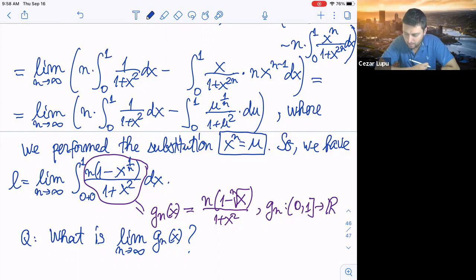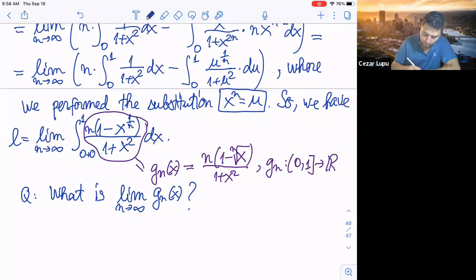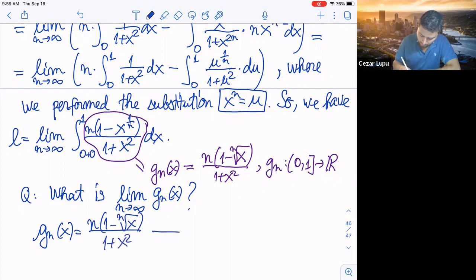Okay, so it will be ln of x. So as n approaches infinity, let's write it again, g_n(x), which is n times (1 minus the n-th root of x). This will converge as n approaches infinity. And let's be careful here.